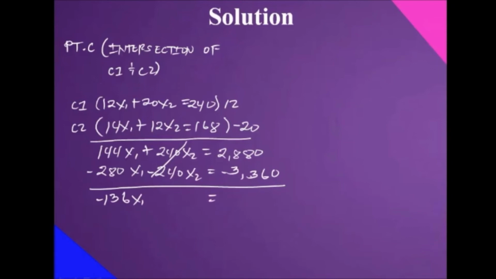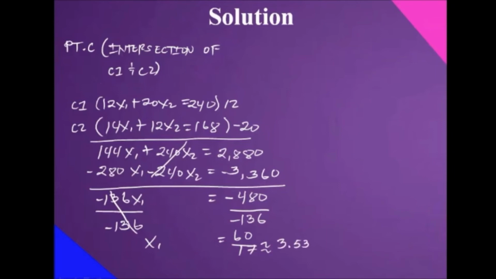Equals, ito, mas malaki din yung negative 3,000, no? So, mangyayari negative 3,360 plus 2,880. That is, if you perform that in your calculator, negative 480. So, para makuha yung value ng x, divide natin both sides sa negative 136. And that will give us a value of negative 480 divided by negative 136. That is 60 over 17 or equals to 3.53. Okay na. Pwede yan na, guys.